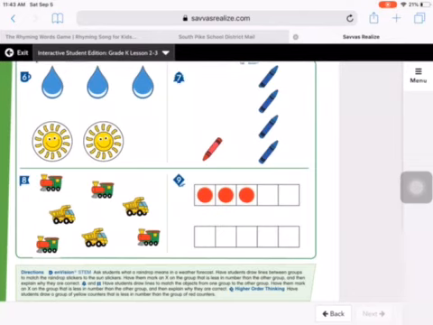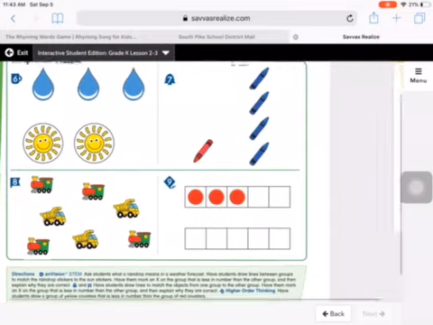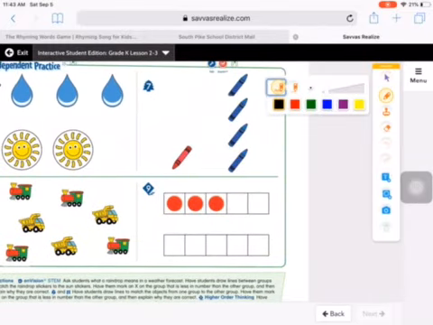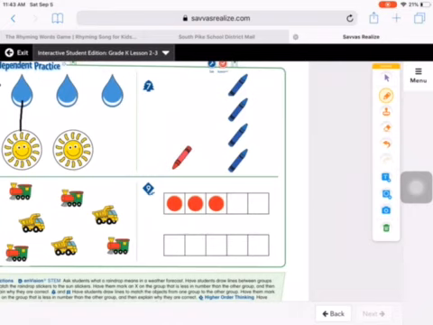Okay, so it wants us to draw lines between groups to match the raindrop sticker to the sun sticker. Okay, so we're going to draw our lines. We're going to draw a line here and here. Okay, so we can't draw our line here. So if we can't draw a line there, then what should we do? That means we need to draw our X, because the sun stickers are less than the raindrop stickers.